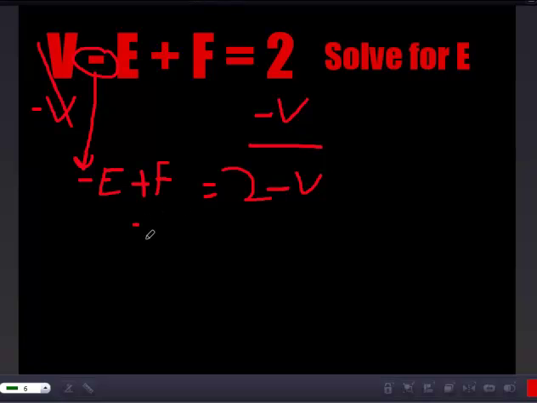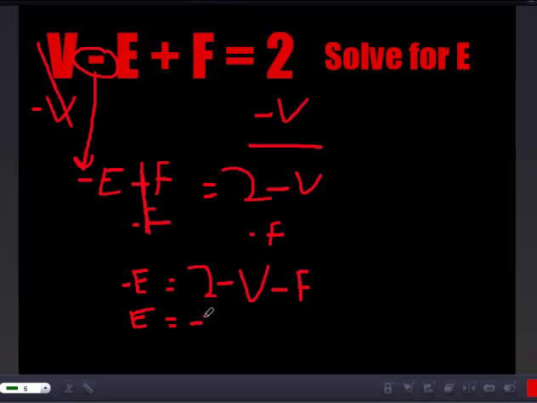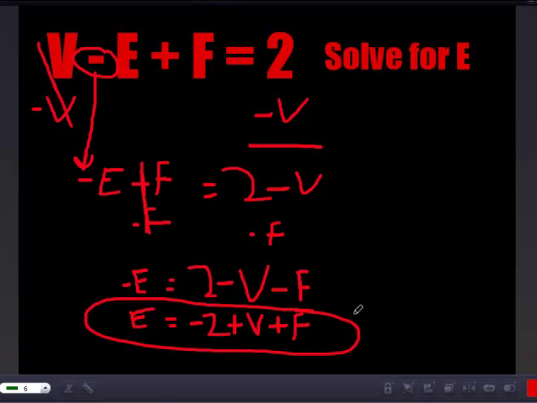Now I want to get rid of f, so I minus f, that goes away. So again, bring down the negative. Negative e equals 2 minus v minus f. But I'm still not done because I don't want negative e as an answer. I want positive e. So everything over here changes to the opposite. So it's negative 2, negative v goes to positive v, and negative f goes to positive f. So e equals negative 2 plus v plus f.